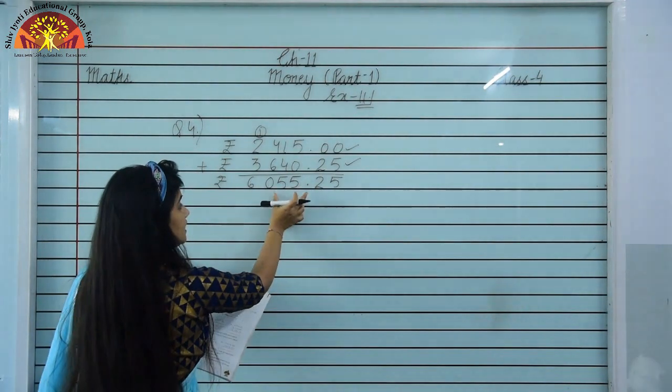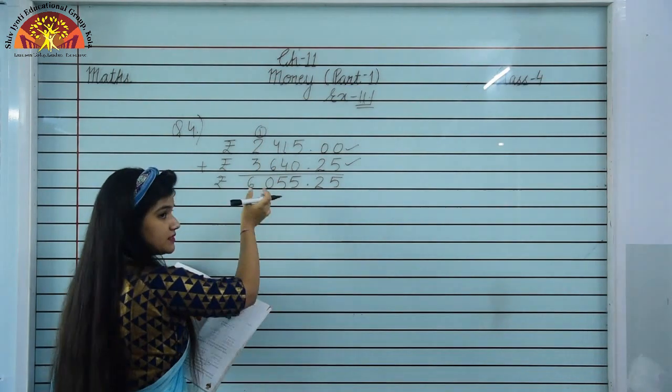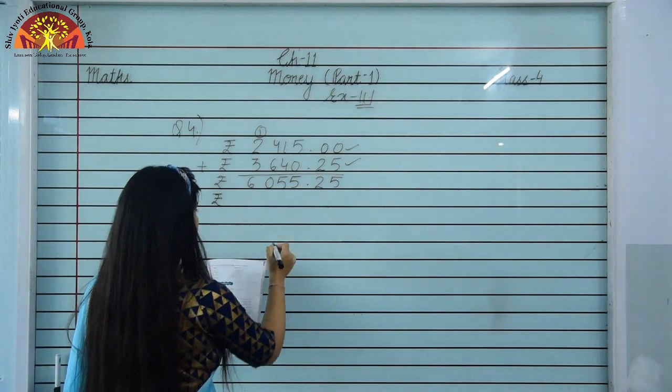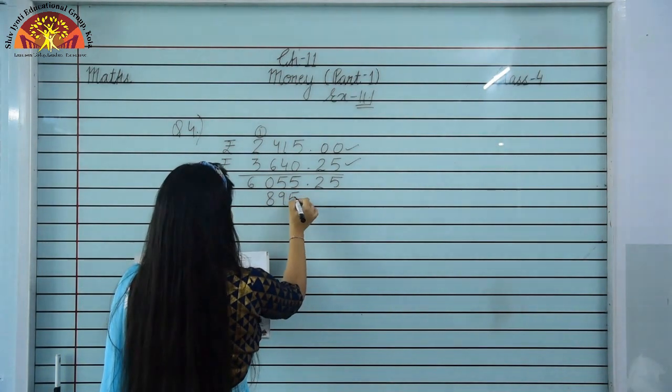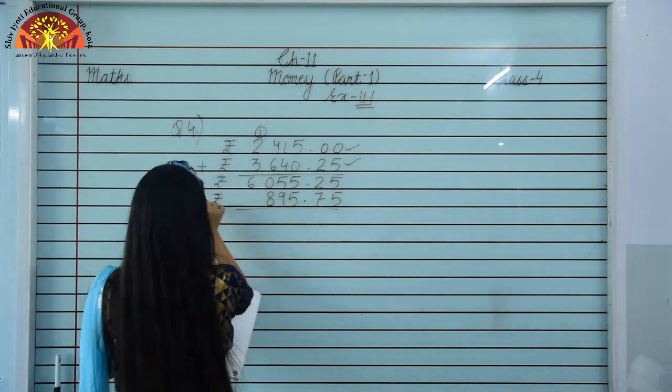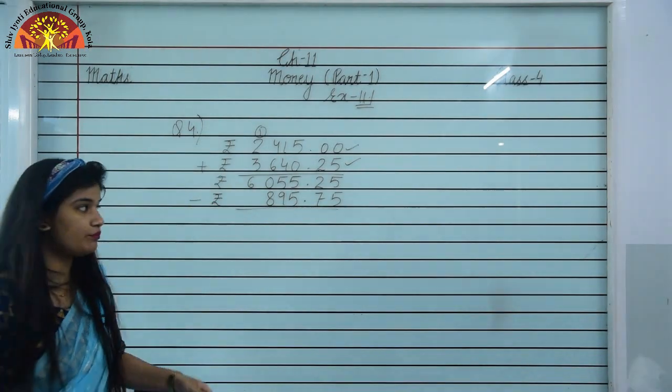895.75. What do we have to subtract from the sum of these two numbers? Rupees 895.75. Is it clear, students? So now we are subtracting these numbers.